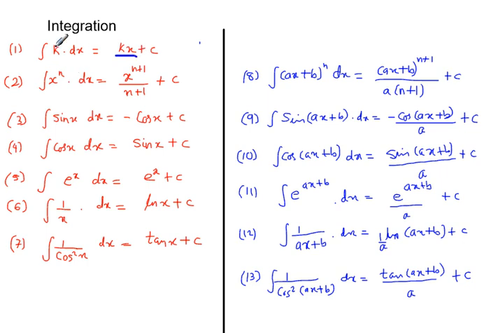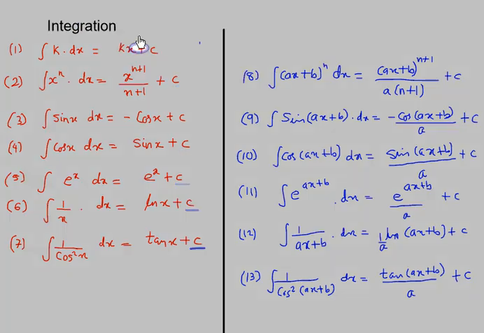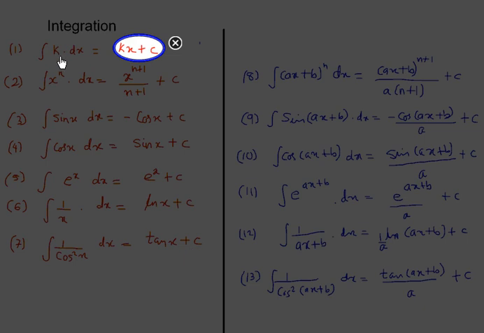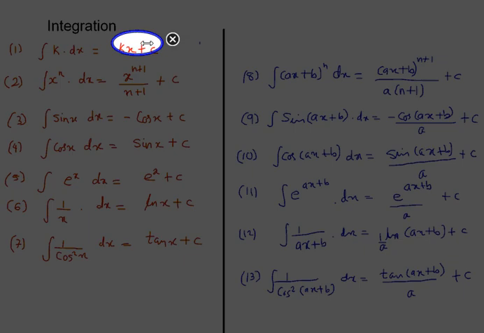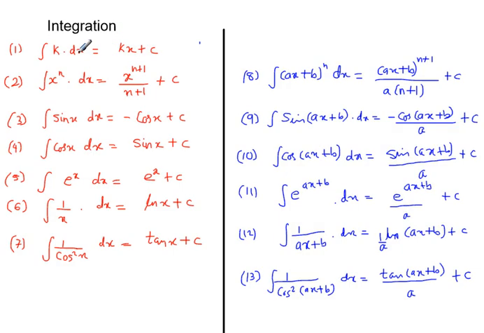So for example, the integral of 2 is 2x plus c. Now, it is important and compulsory to write plus c whenever you're integrating. This is because integration is nothing but antiderivative. If you take the derivative of this function, you'll get back the original k. The derivative of kx is k and the derivative of a constant is 0. So you get back here.